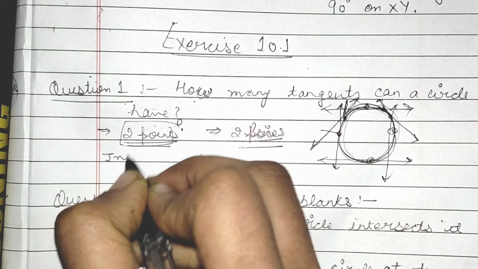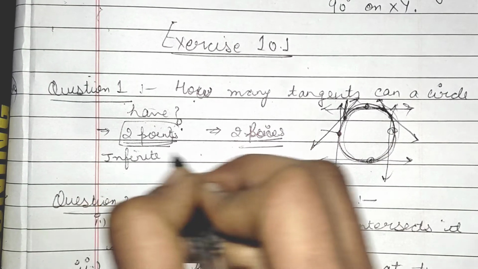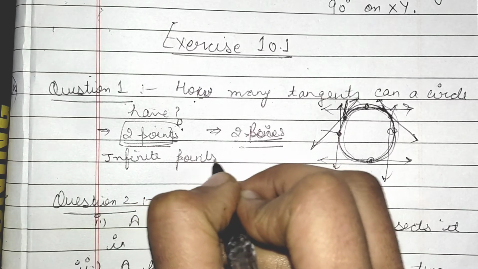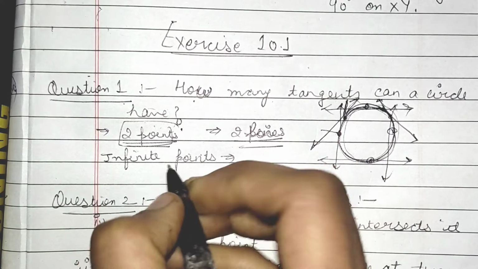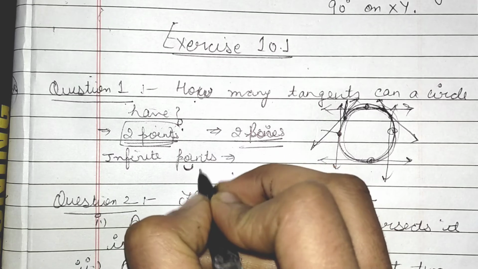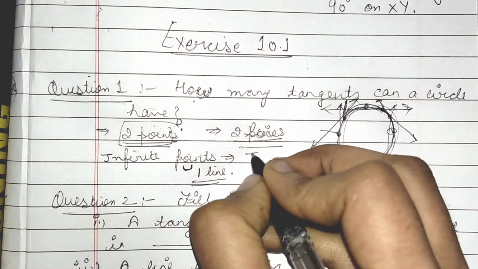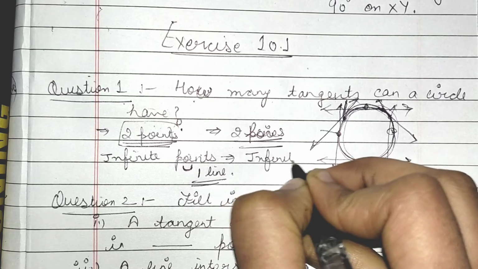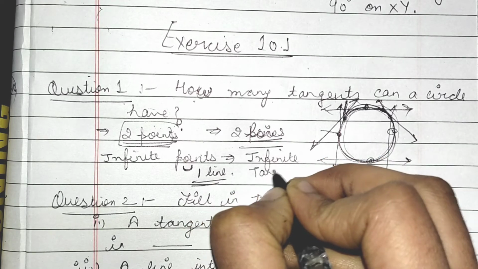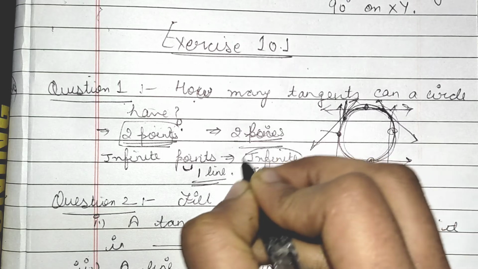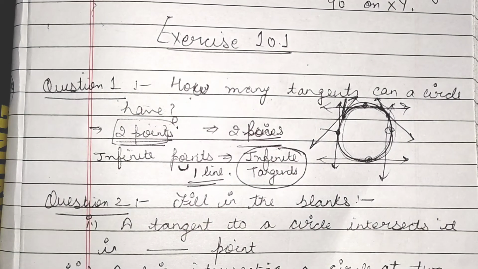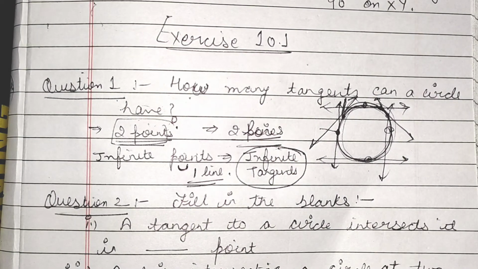Now the circle has how many points? The circle has infinite points, and on each point a line is touching. So how many tangents are possible? That means infinite tangents are possible. So the answer to the very first question will be infinite tangents.